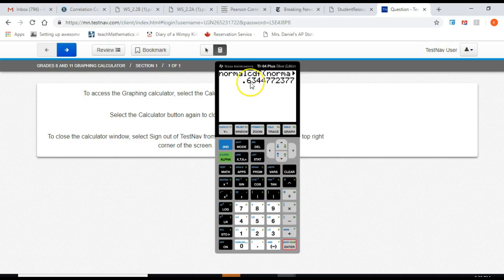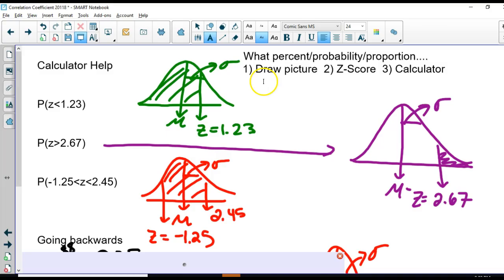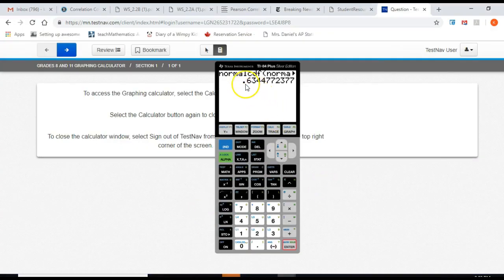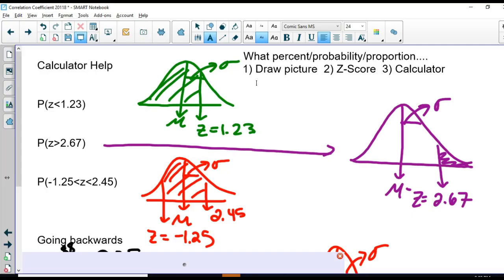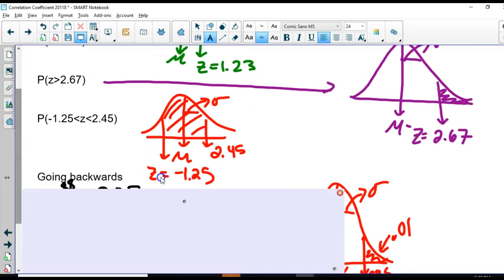And there we go. We have 0.6345. So what percent of the time will our observations be between an observation where we have a z-score of negative 1.25 and a z-score of 2.45? The proportion of the time is 0.6345. The percent of the time would be 63.45% of the time. Again, I don't care. Now let's talk about going backwards, what we did today.